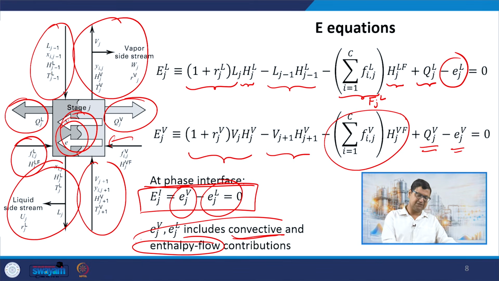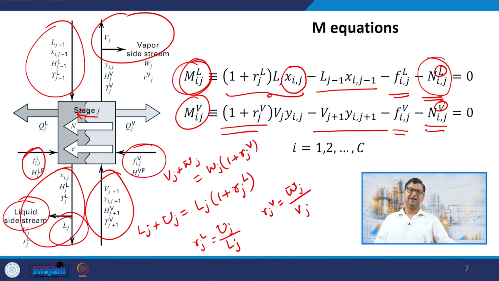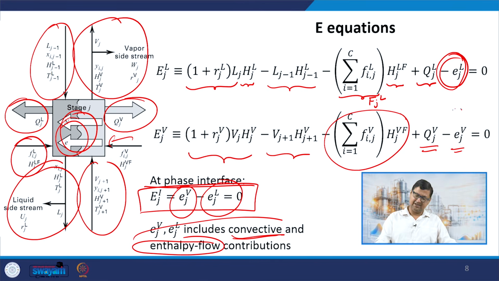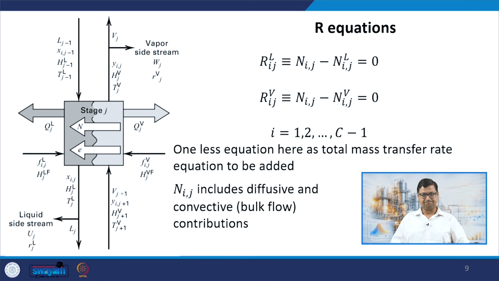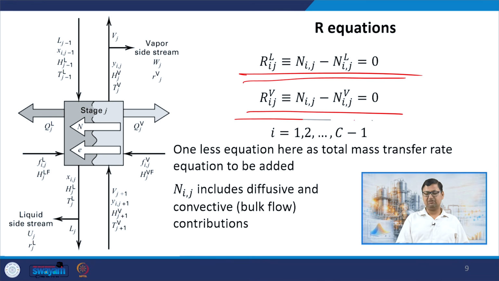So, we will write the expressions for that separately, but for the time being, if I compare with our previous mesh equations for the equilibrium case, what we have done is add a mass transfer rate and a heat transfer rate, and we wrote the balances separately for the liquid phase and the vapor phase. Now, we can also write separate mass transfer equations for the liquid phase and the vapor phase.